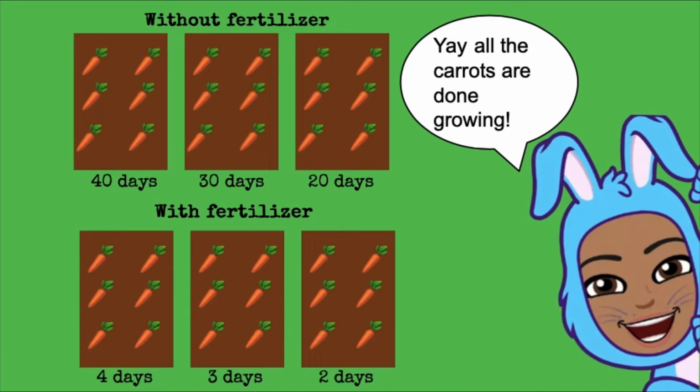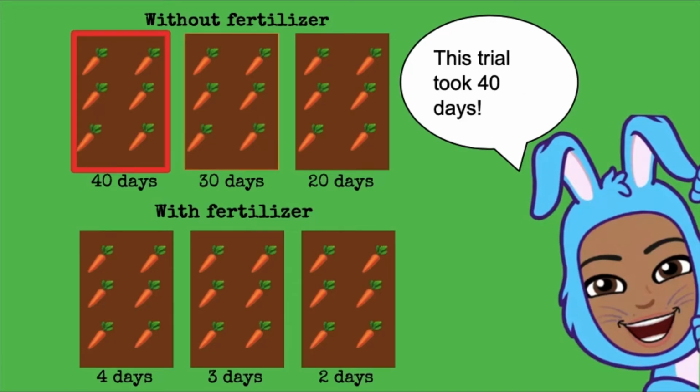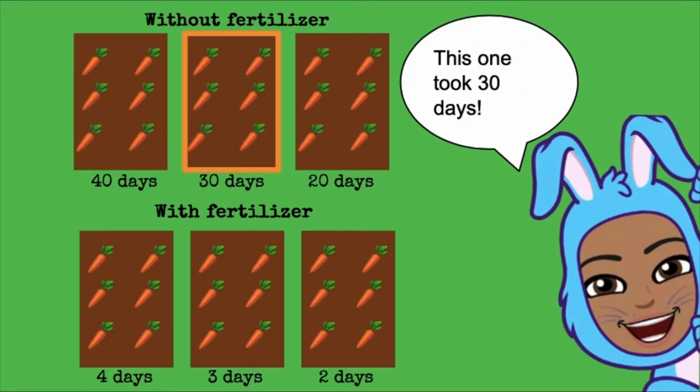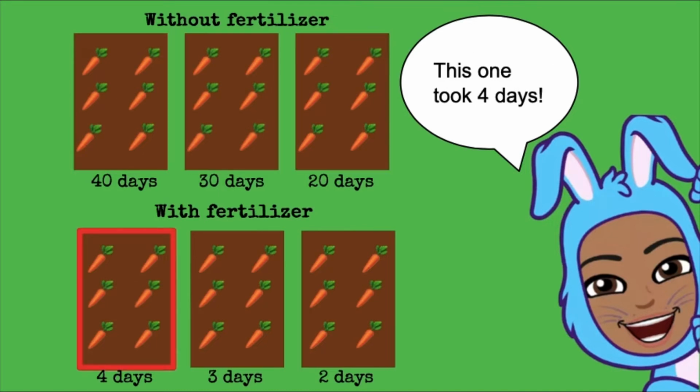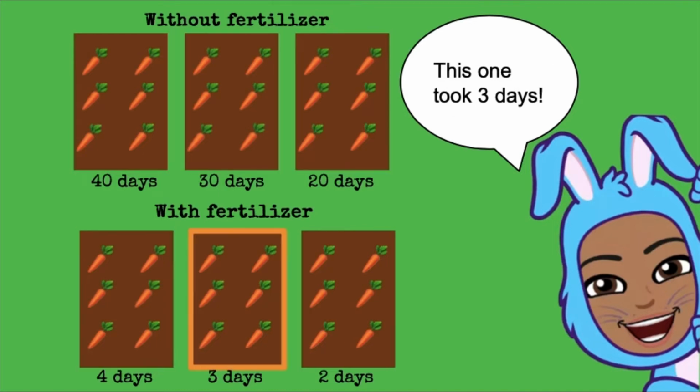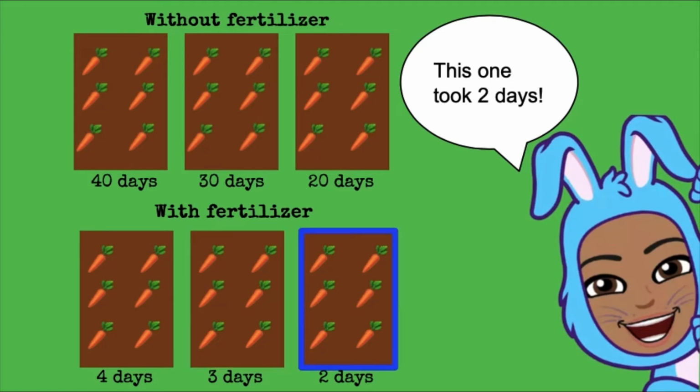Yay! The carrots are done growing. This trial took 40 days. This one took 30 days. This one took 20 days. This one took 4 days. This one took 3 days. And this one took just 2 days.